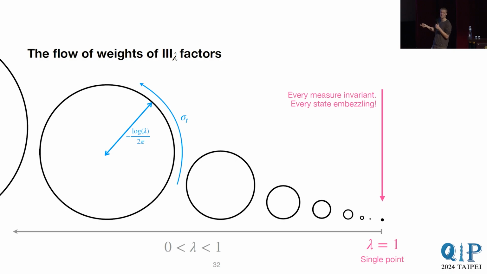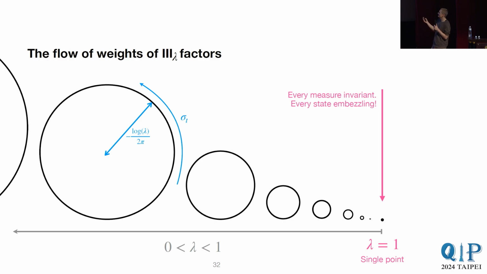On the type 3 lambda case, we can also directly identify the spectral states of embezzling states. These are, of course, the invariant probability distributions. But what is an invariant probability distribution on a circle with rotations? Well, it's the uniform distribution.